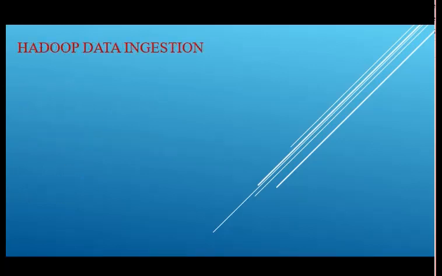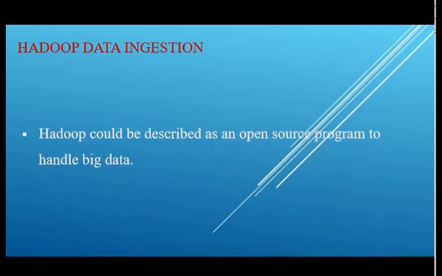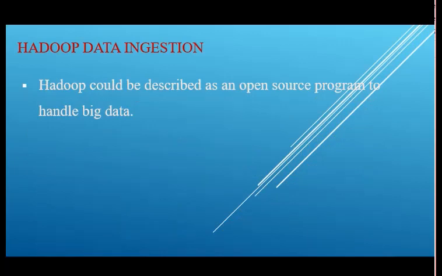Number one is Hadoop. Hadoop data ingestion is the beginning of your data pipeline in a data lake. It means taking data from various siloed databases and files and putting it into Hadoop. Hadoop could be described as an open source program to handle big data, utilizing the MapReduce model. Hadoop distributes data across nodes, which are a network of connected computers. So Hadoop is an open source program to handle big data by utilizing the MapReduce model.